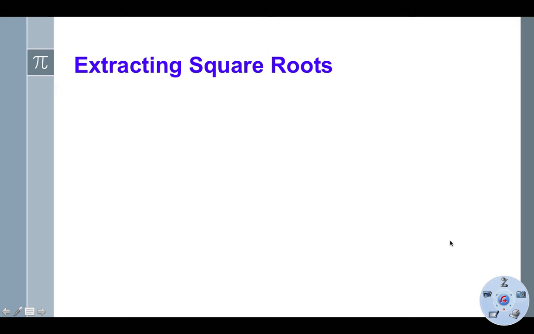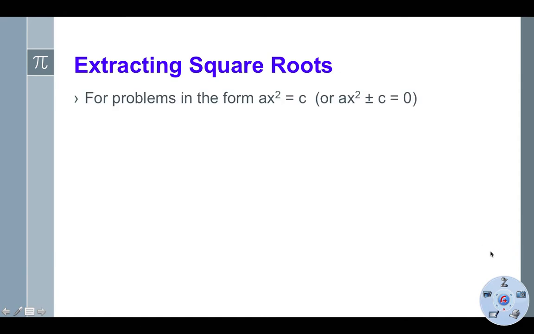All right, so that's the type of factoring. Let's look at what it looks like to extract square roots. This is for problems that look like this, where there is no linear term in the quadratic equation. So we have ax squared equals c, or if we have ax squared plus or minus c is equal to 0. Right? In this case, we have the second version. We have 5x squared minus 180 is equal to 0.